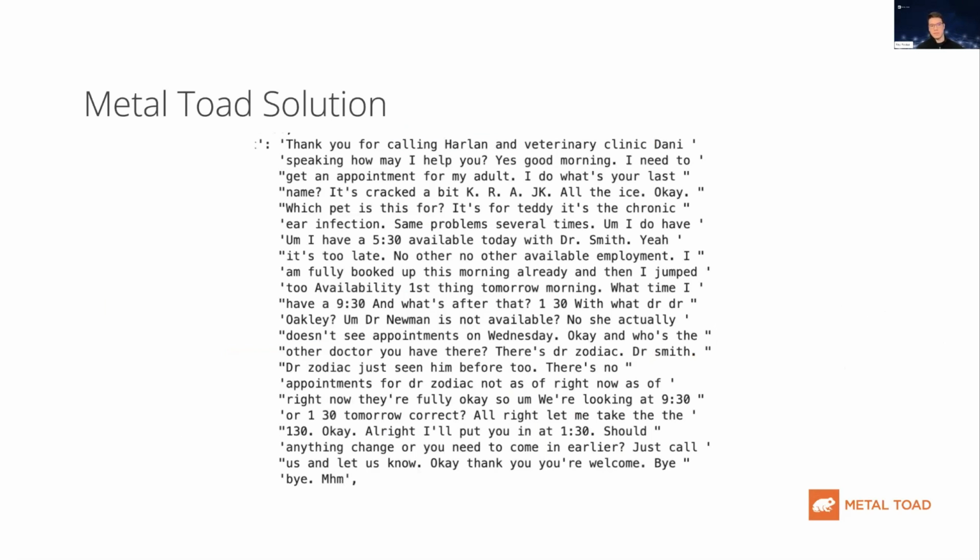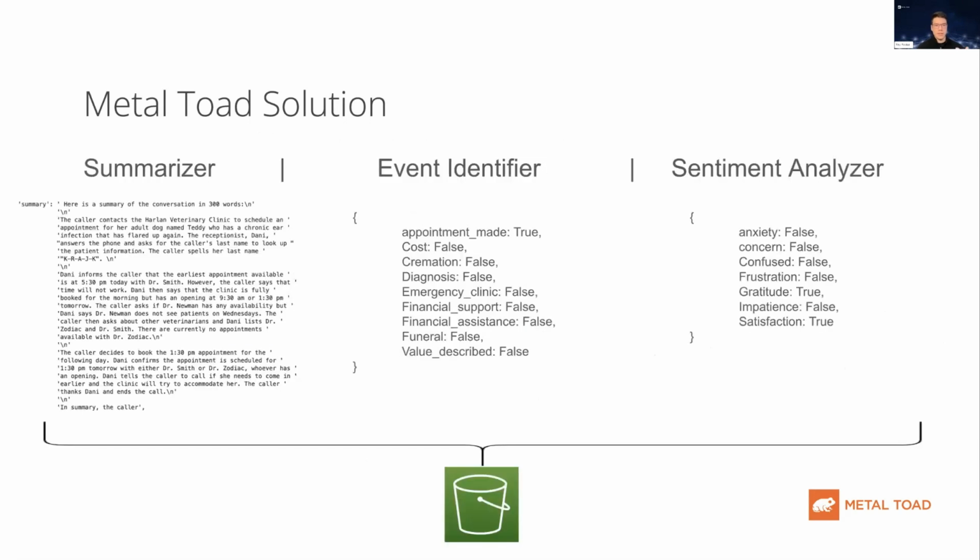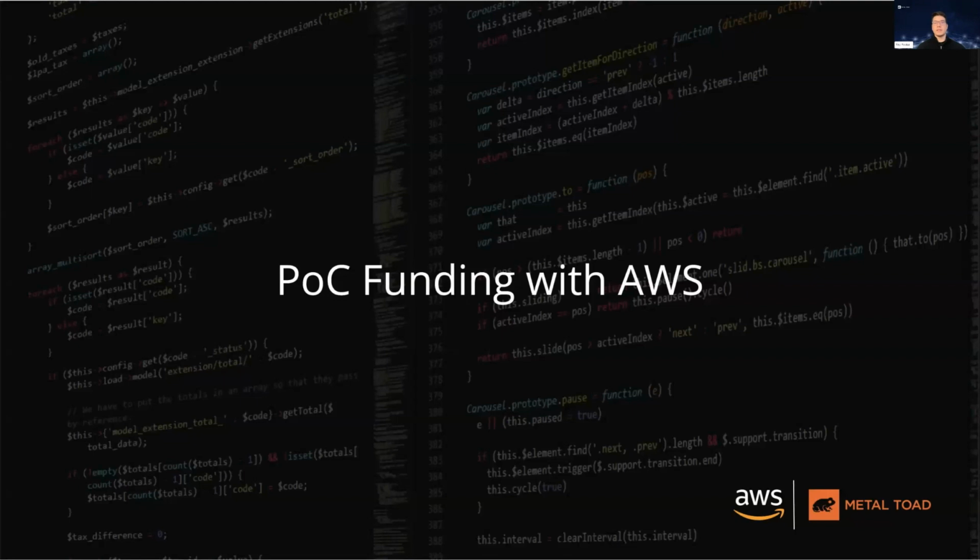The caller is looking to schedule an appointment, and the call results in the appointment being scheduled, and overall the quality of the call seems pretty good. So our system takes that call and returns a summary along with an event JSON, where you can see that it correctly identified that an appointment was made within the conversation. And the sentiments match what we saw earlier. The caller expressed gratitude and was satisfied with the service. And then the results of these functions were concatenated and stored as JSON in S3 for our client to use downstream. And with that, I'll hand us over to Joaquin to talk about our proof of concept funding opportunity with AWS.